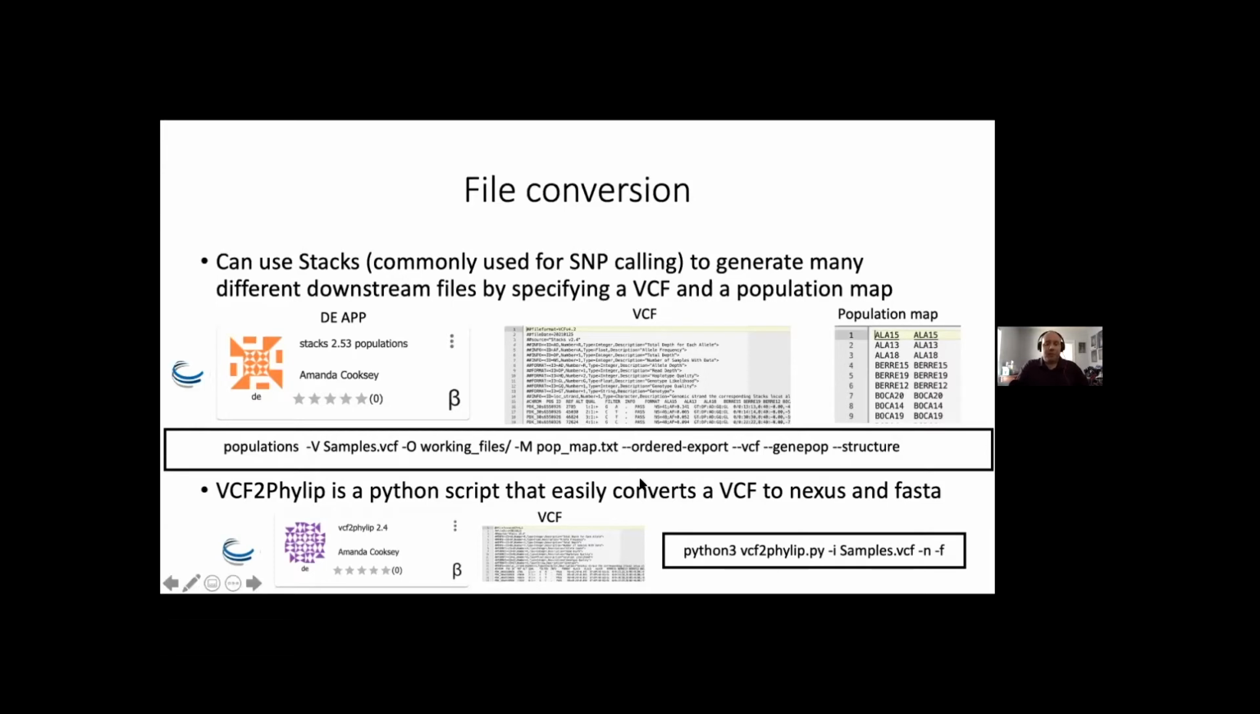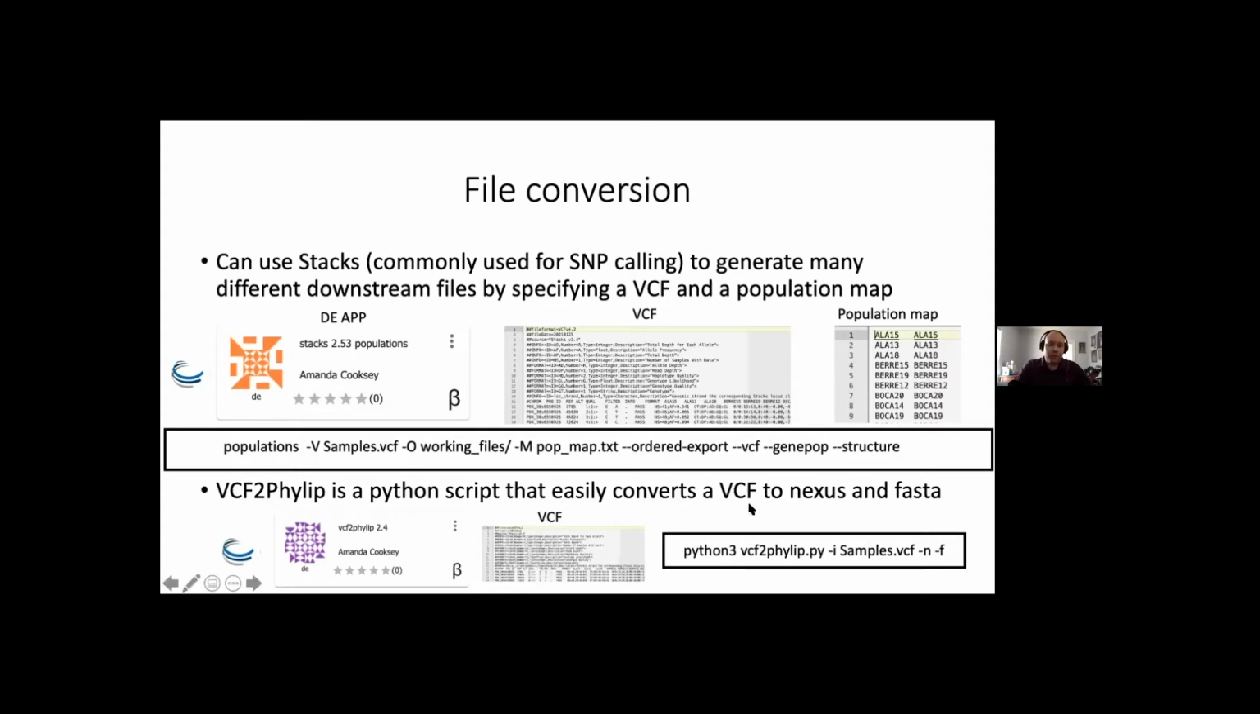If you're doing this on the command line, this is essentially the code there. You're calling the populations module in Stacks. You're giving it a VCF file, telling it where to put these files, giving it that population map, and telling it what you want to export. In this case, VCF, GenePop, and structure. And if you look at this tutorial later on, you can see exactly how you do this in the Discovery Environment. And so this will create most of the files that we want.